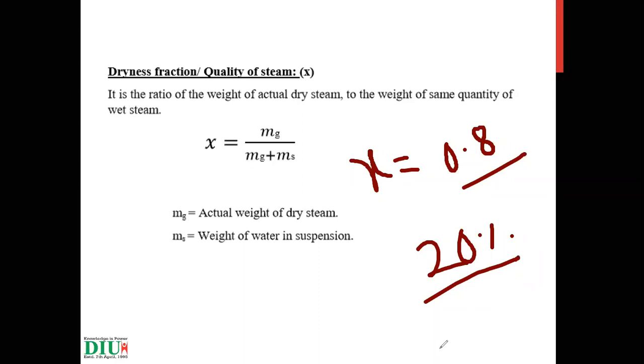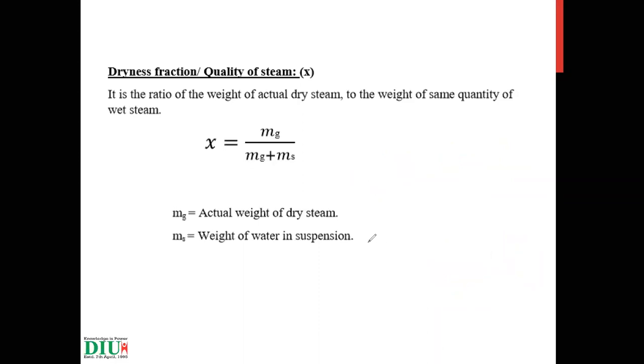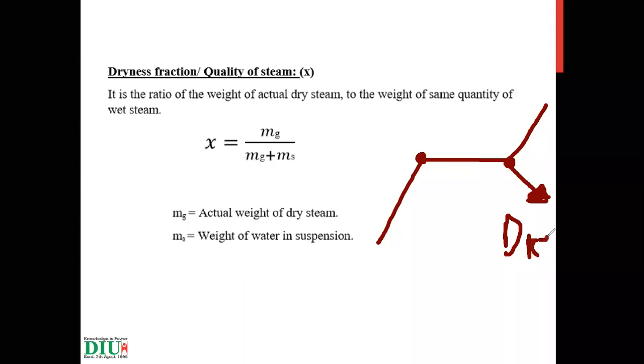Let me draw one more time. This is the zone of wet steam. When the steam reaches this point, we all know that this is 100 degrees Celsius steam. At this point it has all steam. There is no water element available here. So this point is known as dry steam, because there is no water element available from here.